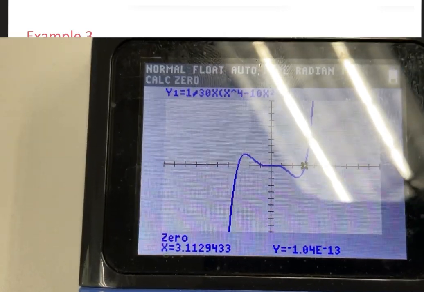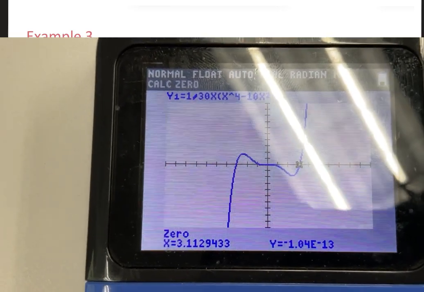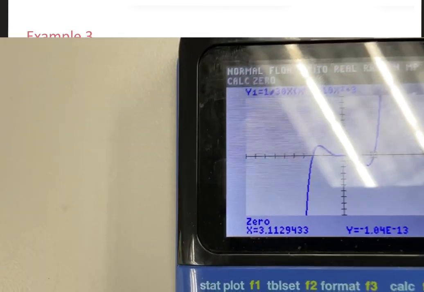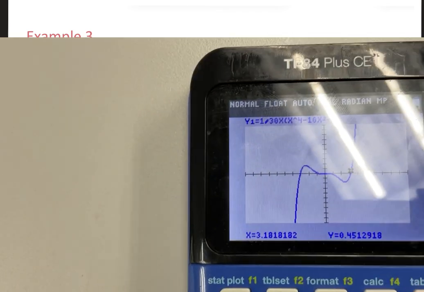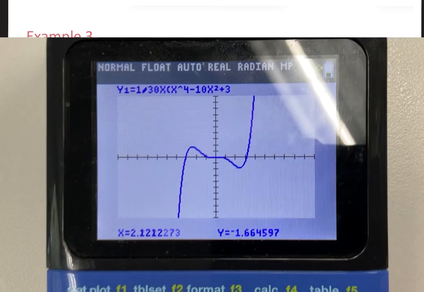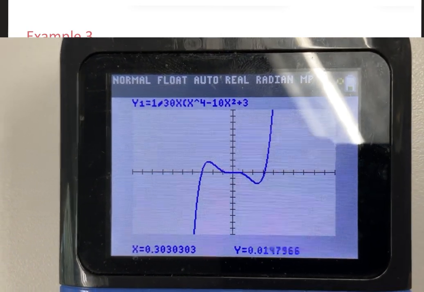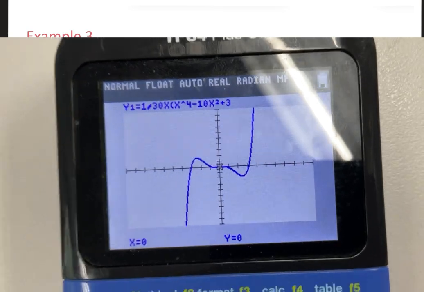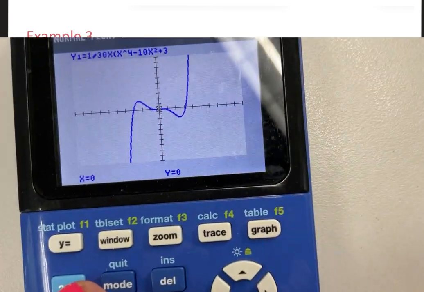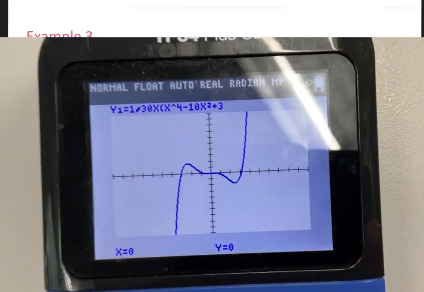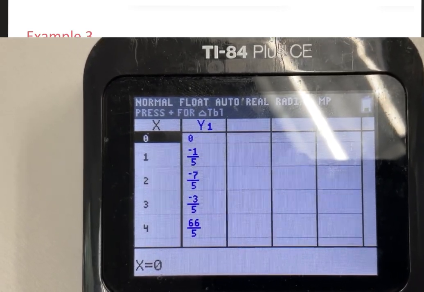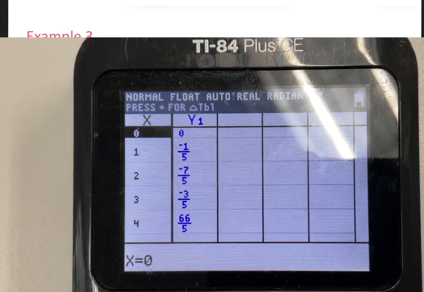All right, so we found our zeros, right? We also found our y-intercept. Let's say 0, 0 was not our y-intercept. The easiest way to find the y-intercept is typically just to trace it and wait for the x to become 0. So I could just trace it this way. There, my x is 0, and I have a y, okay? You can also use the table feature. So second graph takes you to the table feature, and you could use this to find where your x is 0. That would be your y-intercept.